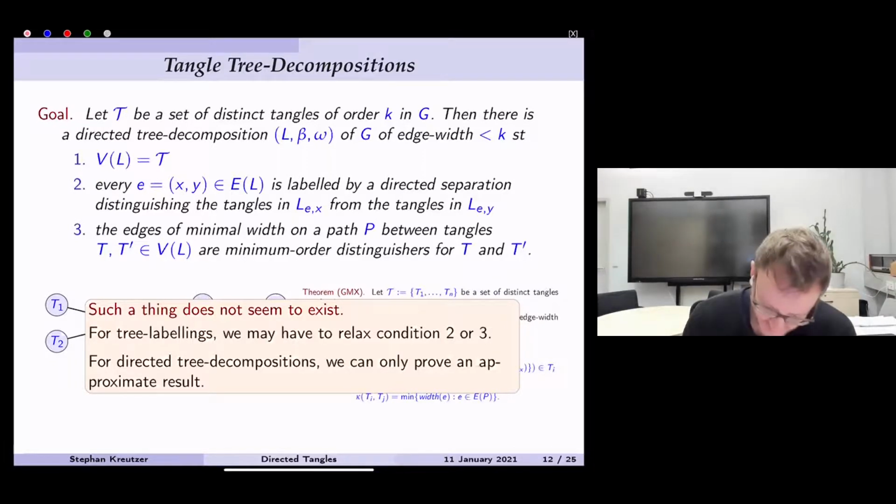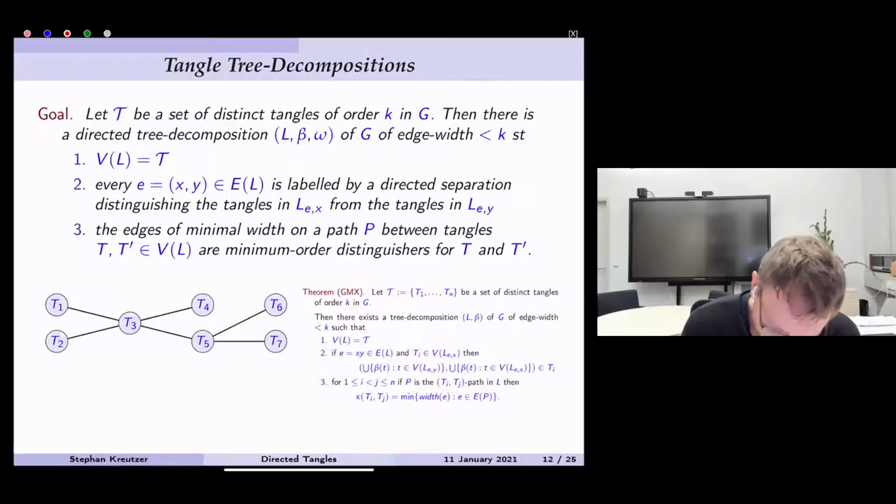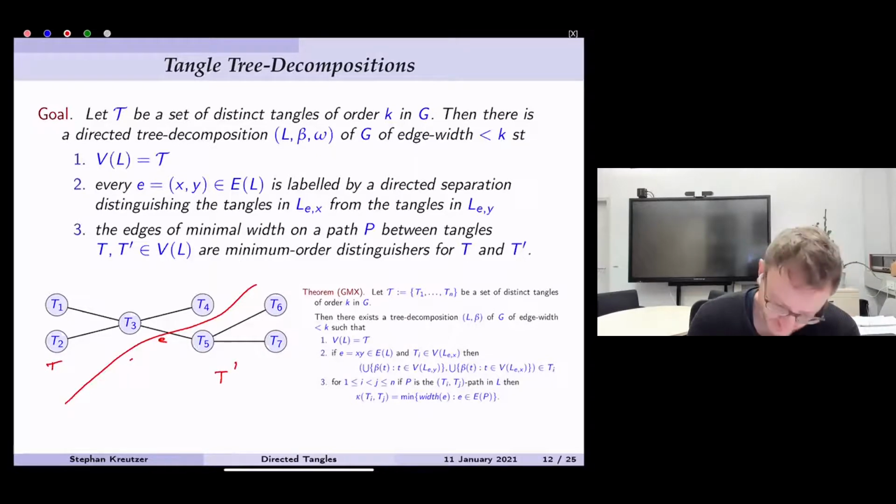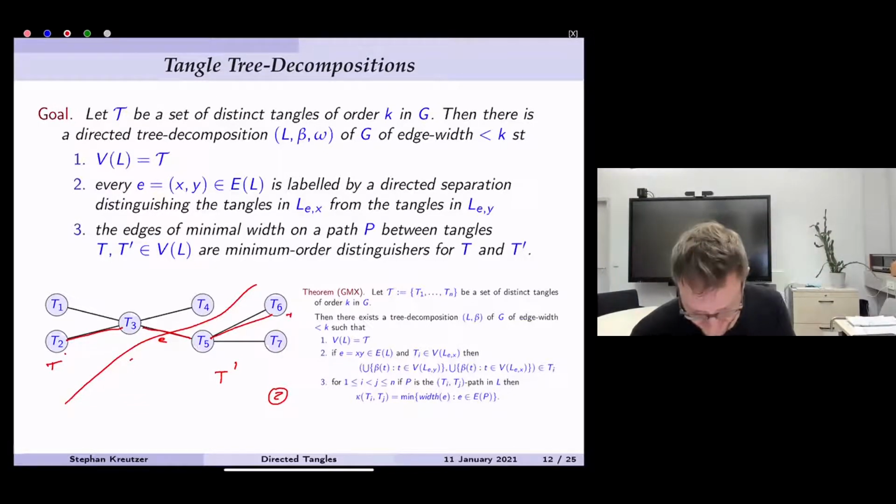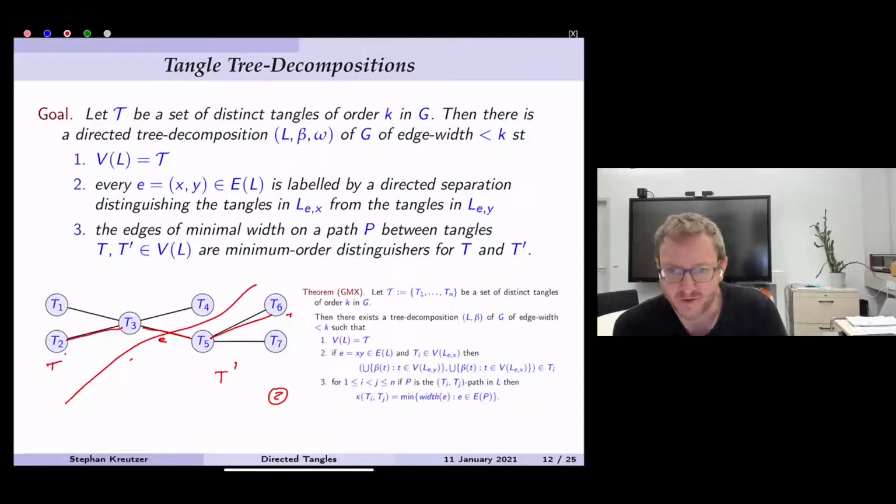So just to go back, what the conditions are saying is if you take any edge, and you look at the separation that it defines, then you want that this separation separates every tangle on this side from every tangle on this side. This would be condition 2. And at the same time, you want that if E has a minimum order of any separation on the path between two tangles, then it should be a minimum order separation between, let's say, T2 and T6. And both at the same time seem hard to exist. It doesn't really exist, I think. And I'll give you an example of the problem in a few minutes.